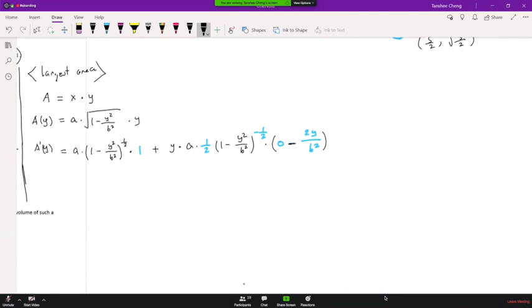So simplifying a little bit so that it will make it easier for us to continue. My a times 1 minus y squared over b squared to the 1/2 power, minus. The negative sign and the positive sign will become negative. This half and this 2 will be cancelled out, and y times y is y squared. So I will get a y squared over b squared times 1 minus y squared over b squared to the negative 1/2 power.